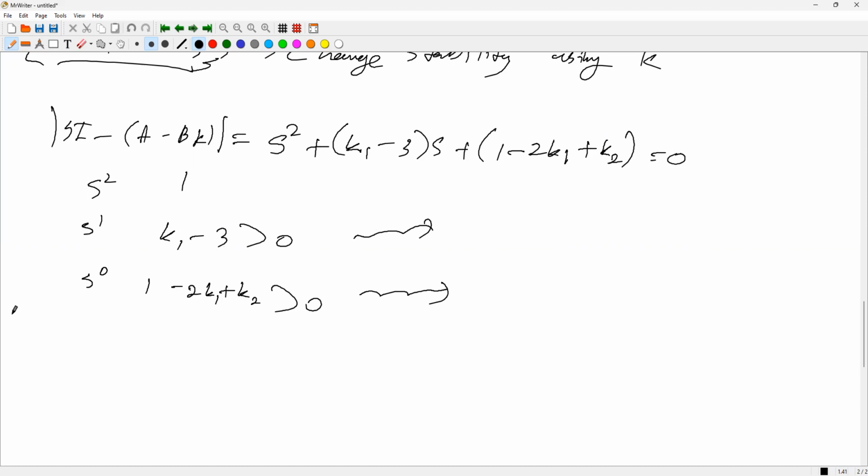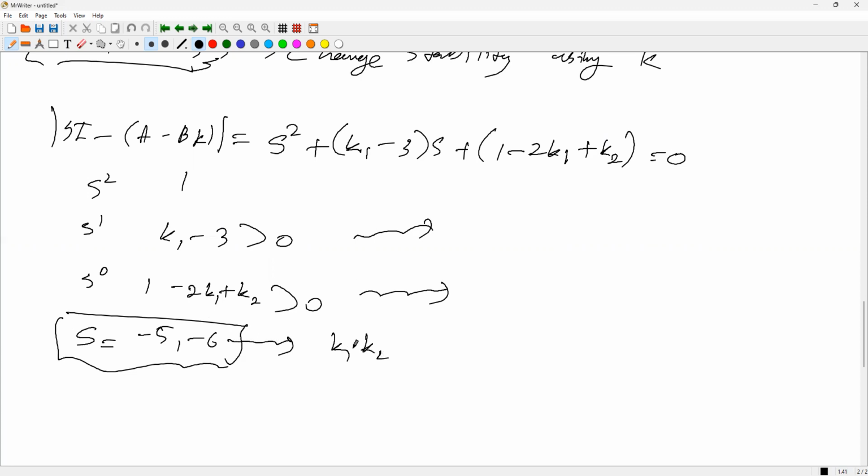So we can choose s equal to minus 5 and minus 6. Those are the two eigenvalues. We select the eigenvalues to be minus 5 and minus 6. Then based on that, we can find k1 and k2. If we design our k or feedback using this knowledge, with these values, we can make sure the system is stable. This is one method.